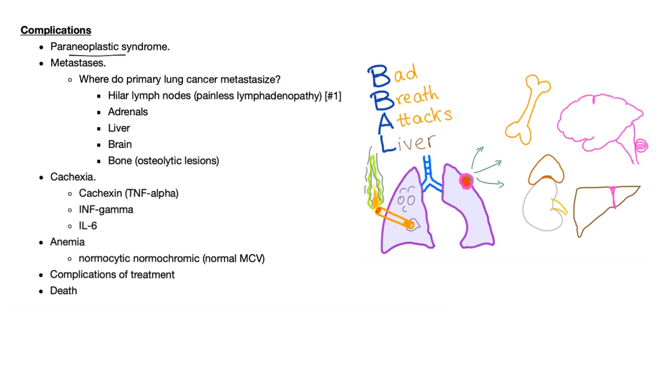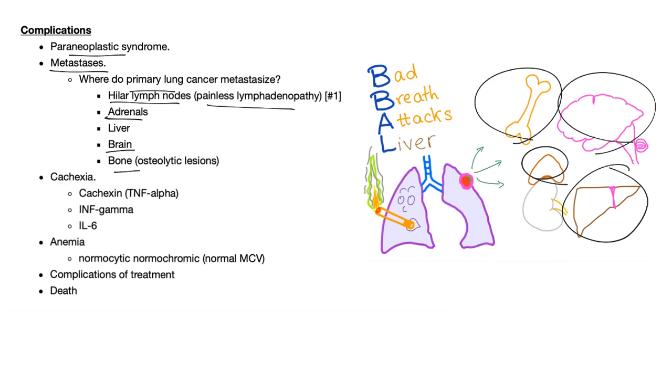Complications of lung cancer: paraneoplastic syndrome, metastases. Where does the primary lung cancer metastasize to? Number 1, hilar lymph node. This is painless lymphadenopathy. Number 2, the adrenals. Number 3, the liver. Number 4, the brain. Number 5, the bone, causing osteolytic lesions. Cachexia.